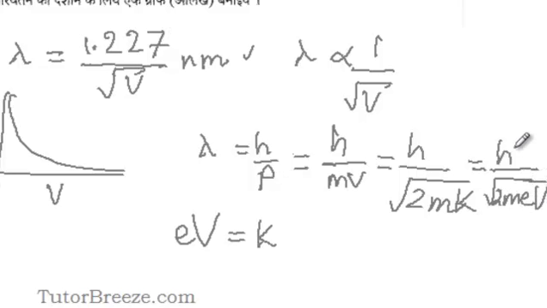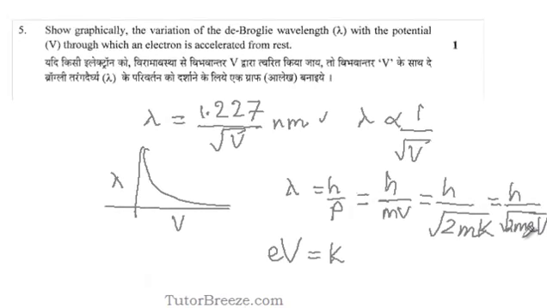Now, Planck's constant, mass of the electron, and charge of the electron are all constants. So, putting in these values, you'll get this value which you get over here as the value for lambda.